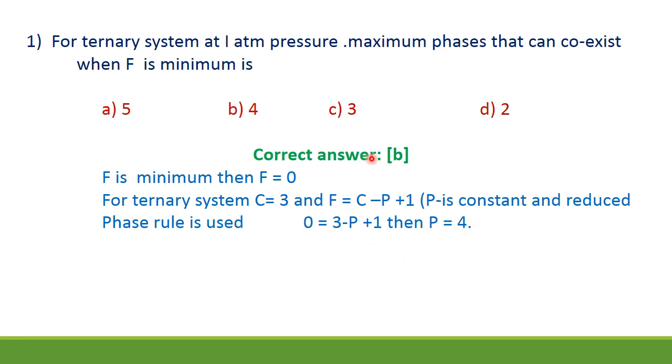The correct answer is 4. The very important point is when F is minimum, P is maximum. The minimum value of F is equal to 0 and the maximum value of P will be equal to 4 when the pressure is constant. The pressure is 1 atmospheric pressure. It is a one-mark question.